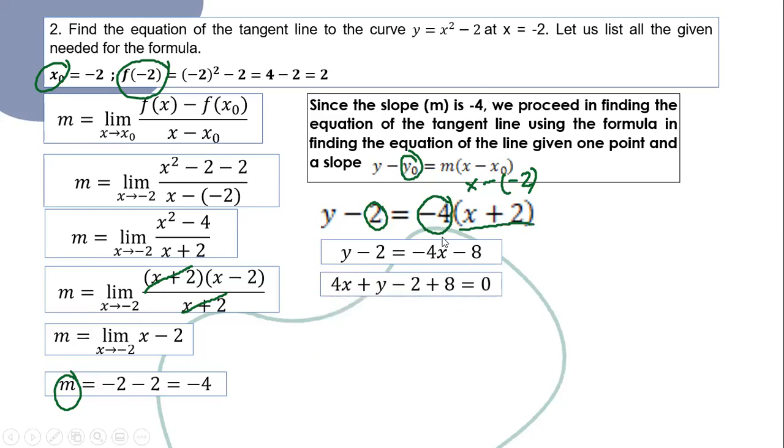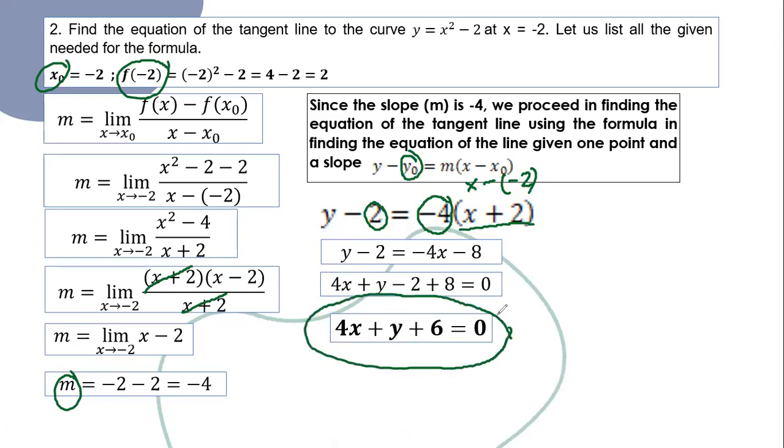Okay, so transferring the terms to the same side of the equation, we get 4x plus y minus 2 plus 8. And for our final answer, 4x plus y plus 6, and that is equal to 0. So yun yung final answer natin. So ito yung equation ng tangent line to the curve x squared minus 2.